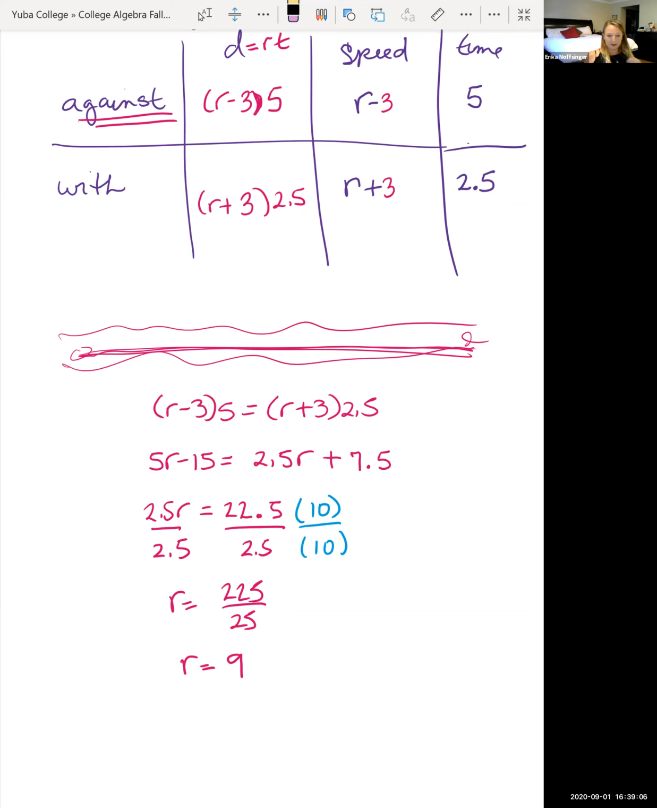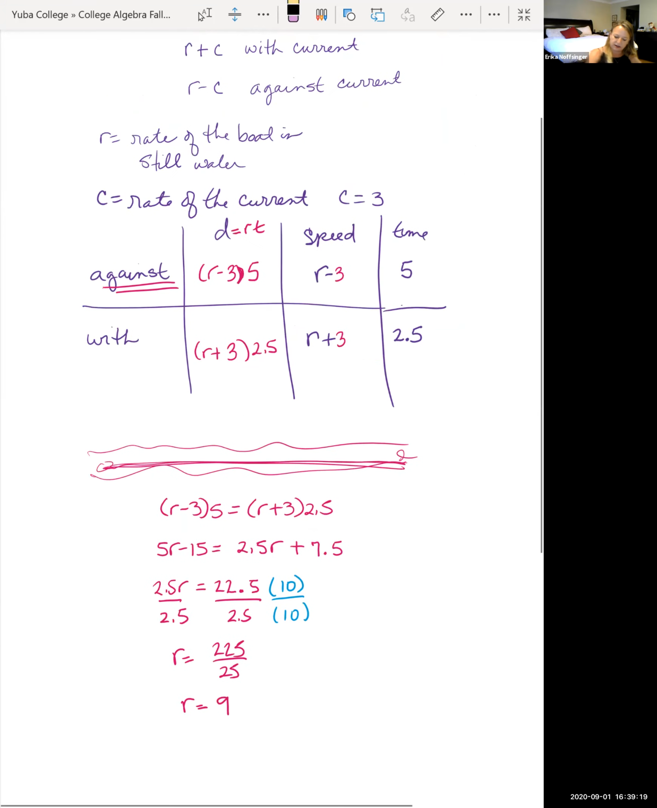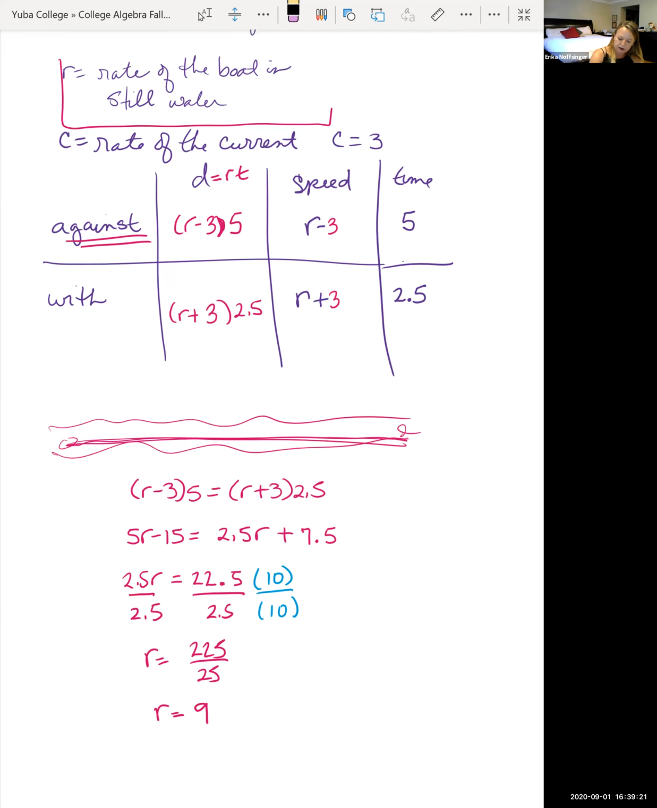Okay, let me go back to what they actually asked us to find. What is the speed of the motorboat? And so R, we had defined to be the rate of the boat in still water. So the boat was going 9 miles per hour. If we wanted to know how fast they actually were going against the current, that was 6 miles per hour. Coming home, that was 12 miles per hour.